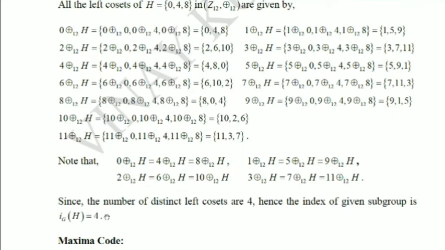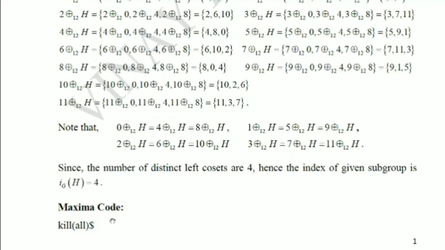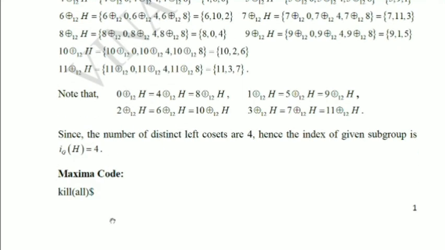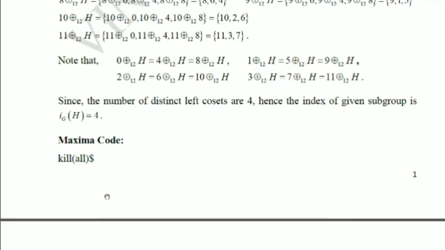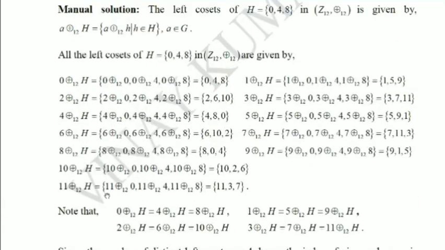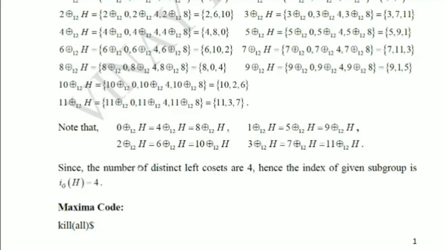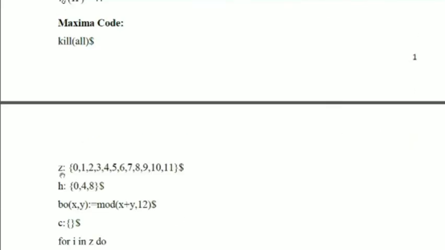Now let us write a Maxima program for this. As usual, in the Maxima program, we start with kill all. That kills all earlier temporarily stored values. And what was your given set? Z12. Let me write that as simply Z. Z is a set consisting of elements 0 to 11. And I don't want to display this, so I'll put a dollar sign.